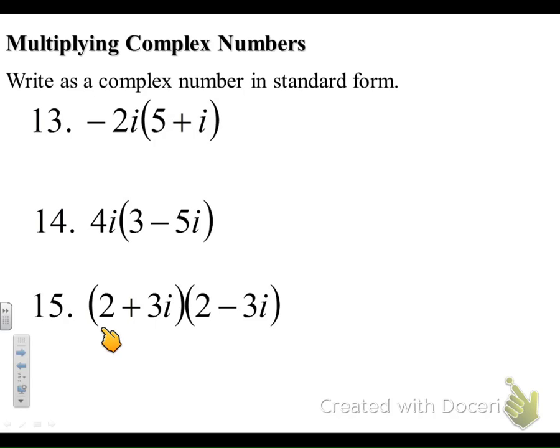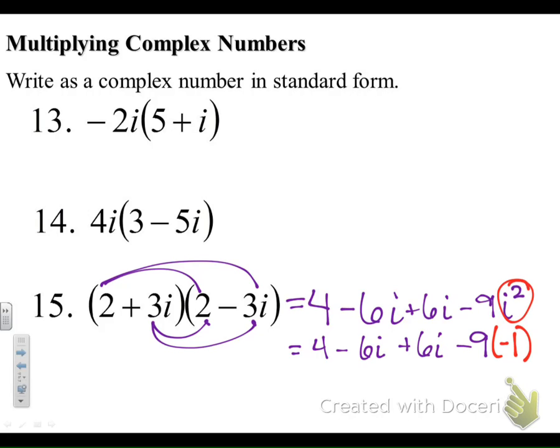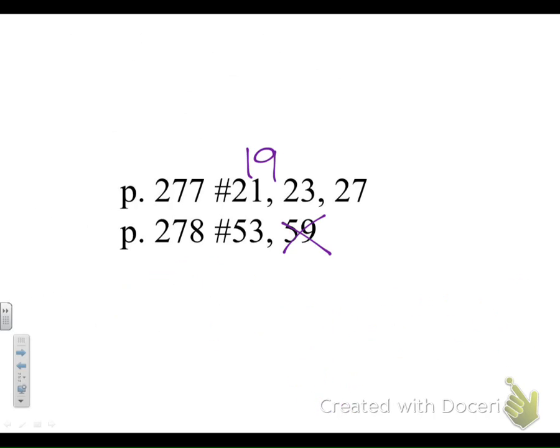Sometimes we may have to FOIL or double distribute. What if we took 2 plus 3i times the quantity 2 minus 3i? 4, and then outers, or 2 times negative 3i is negative 6i. Inners, 3i times 2. And last, we get negative 9i squared. And this is the new piece that we need to recognize. Last term becomes plus 9, 13.